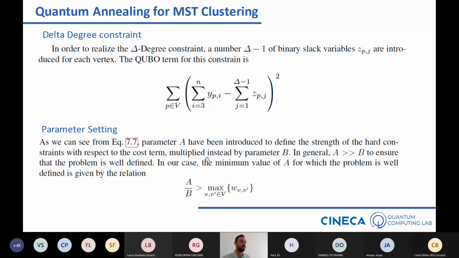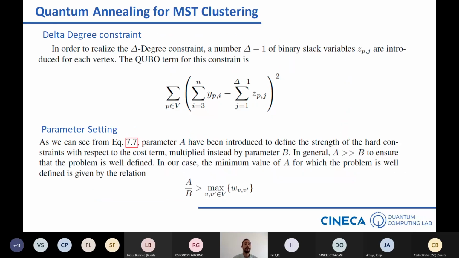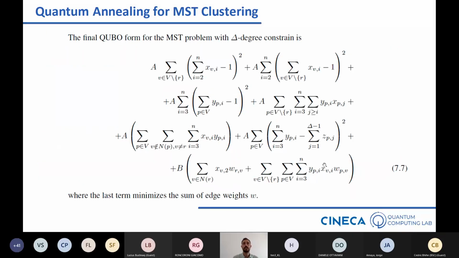Again, like in the other case, these terms here are hard constraints, which means that if they're not satisfied, what you're looking for is not the minimum spanning tree, but something different. So the A term should be much higher than the B term, that is the minimization part. Or in other terms, for this particular problem, A should be larger than B times the maximum weight that you have here.